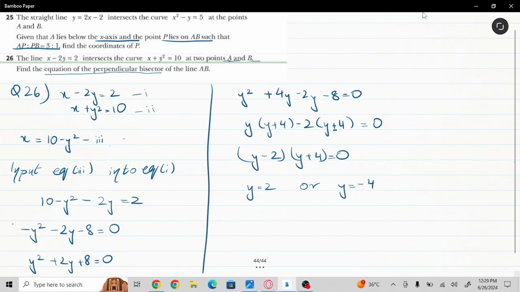So for the corresponding x values, we are going to say x is equal to 10 minus 2 squared, meaning 4, or x is equal to 10 minus negative 4 squared, meaning 16. So x is equal to 10 minus 4, which means it's equal to 6, or x is equal to negative 6. Now that's done. We have two coordinates, 6 and 2, and this is coordinate A or B, whatever you want it to be, and the other coordinate is negative 6 and negative 4.